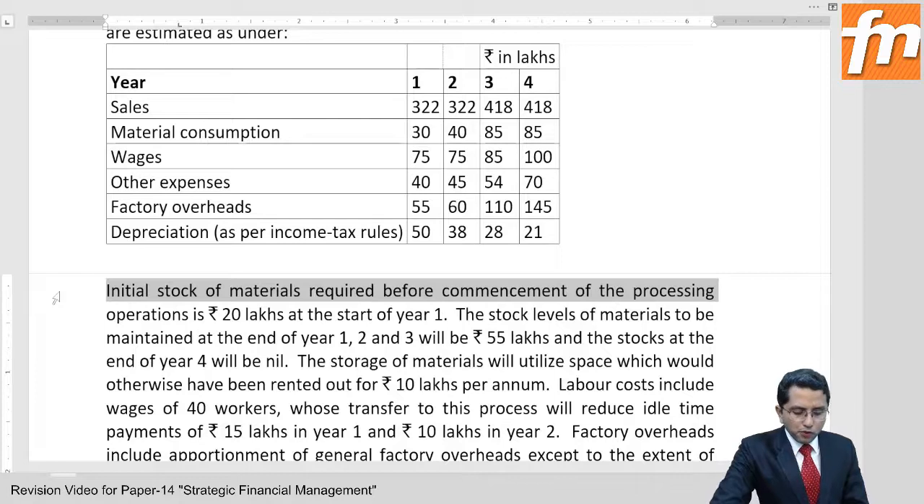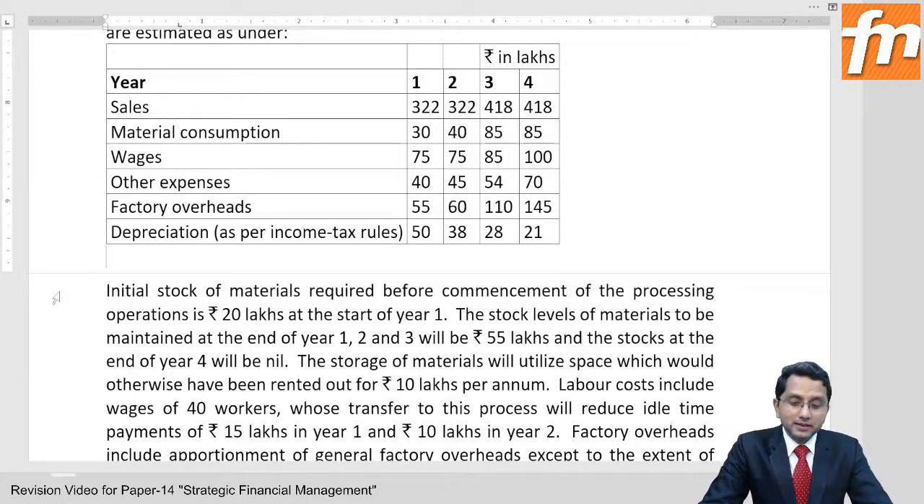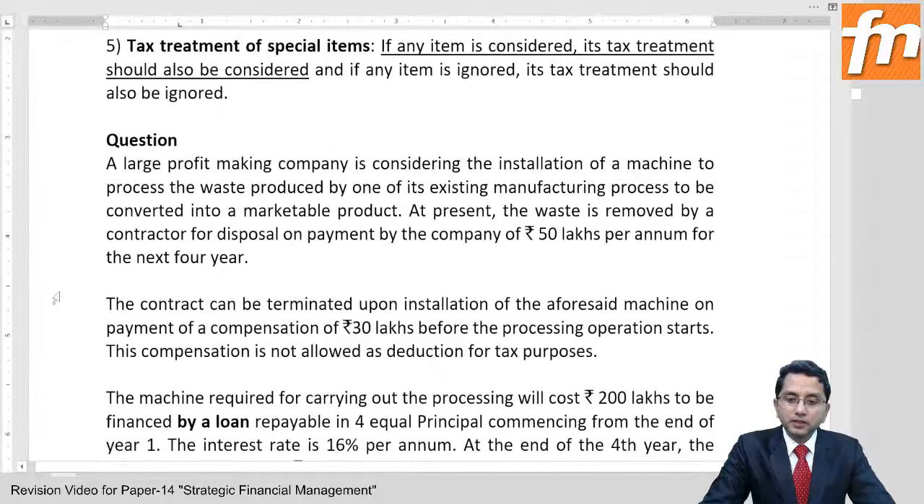I hope you know how to treat working capital in capital budgeting proposal. If not, let's quickly revise that somewhere here.